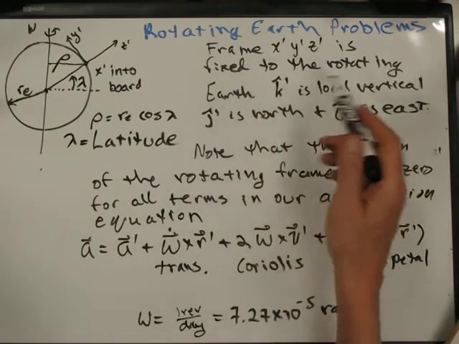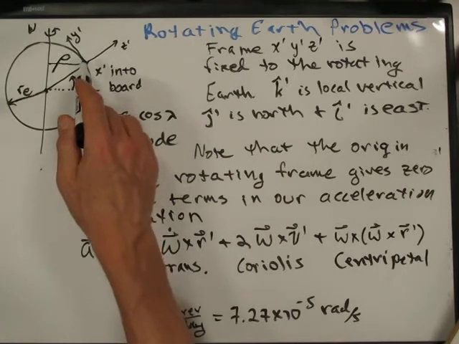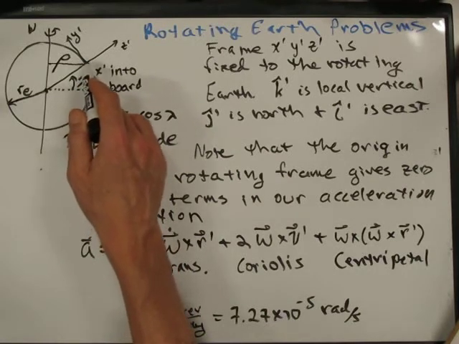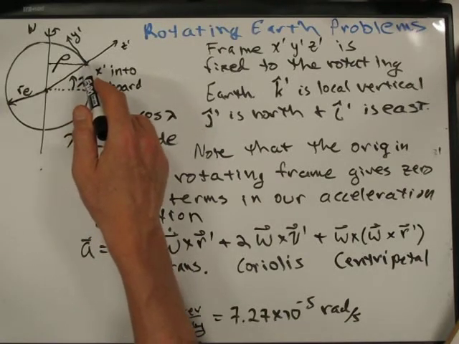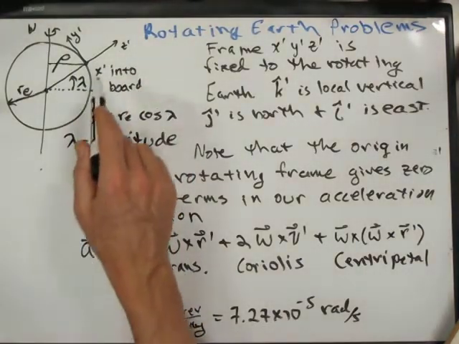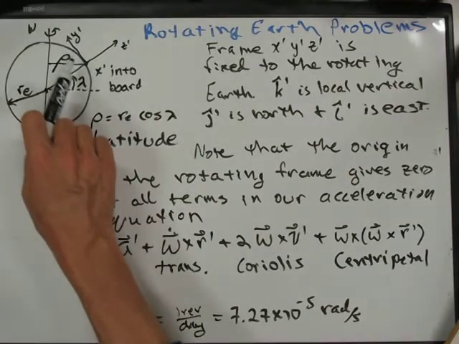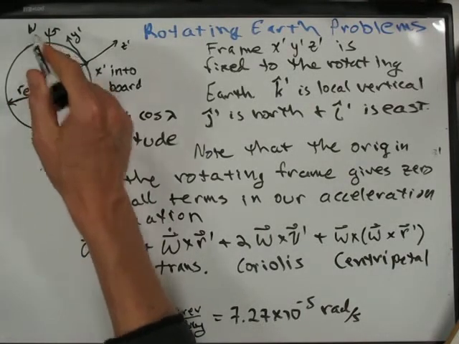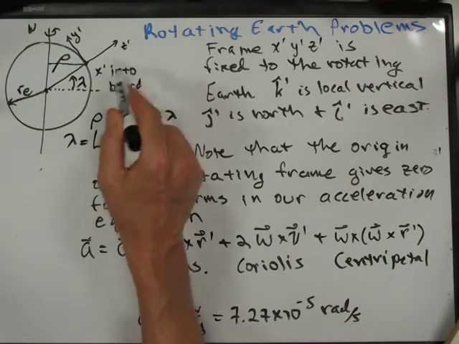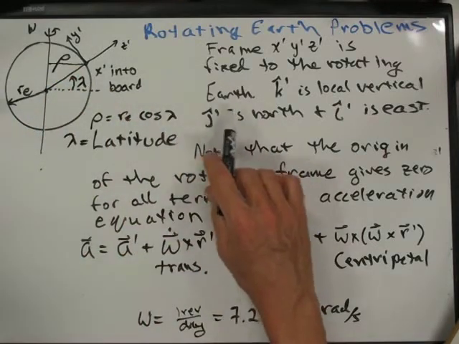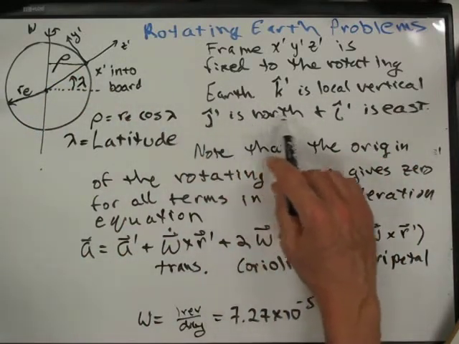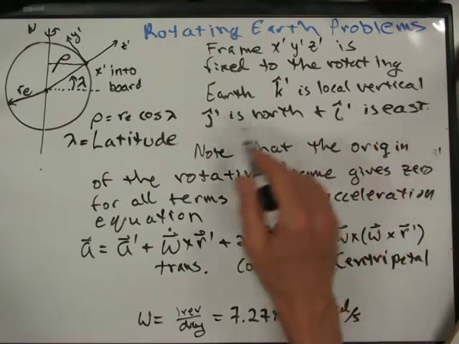When we're solving these problems, we'll usually have a rotating frame that's attached to some point on the Earth. It may be in your town or in your lab. The z prime axis is perpendicular to the Earth. The y prime axis points north, because this is the North Pole up here. The x prime axis points into the board. So k hat is local vertical, j hat is north, and i hat points east.